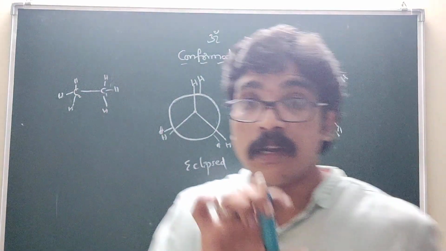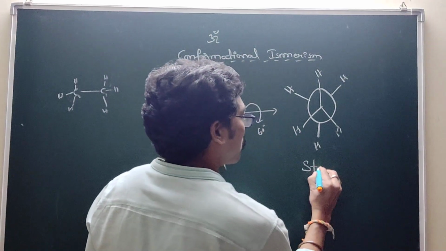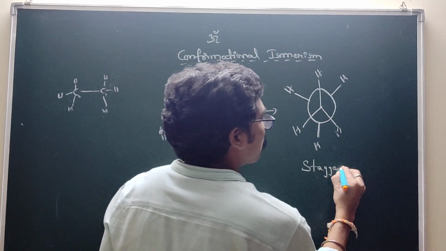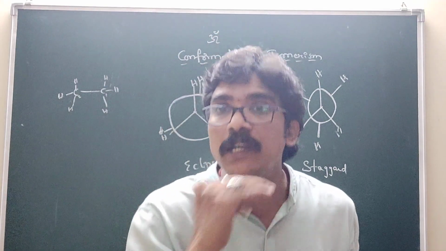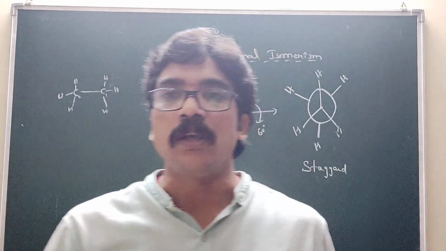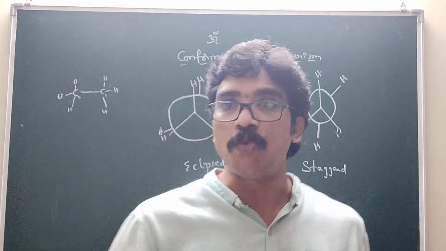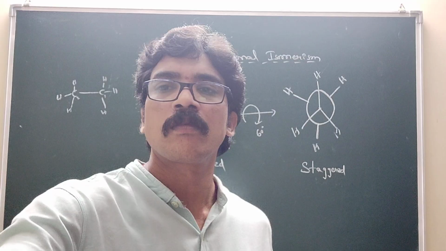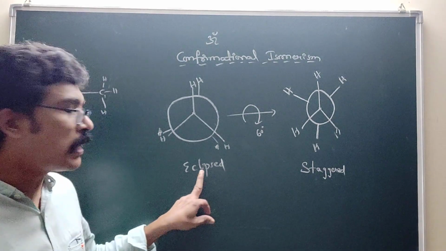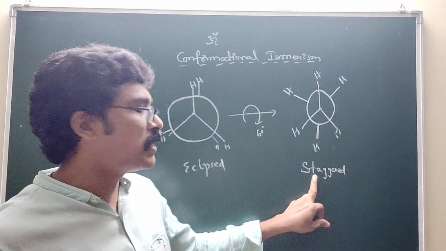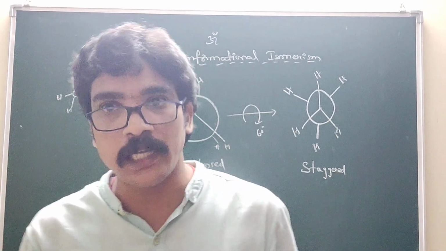What is the angle here? The dihedral angle is 60 degrees. This conformation is known as the staggered conformation. So, eclipsed form and staggered form. Of these two, which one is more stable? I can explain in detail. Eclipsed form means the dihedral angle is 0.